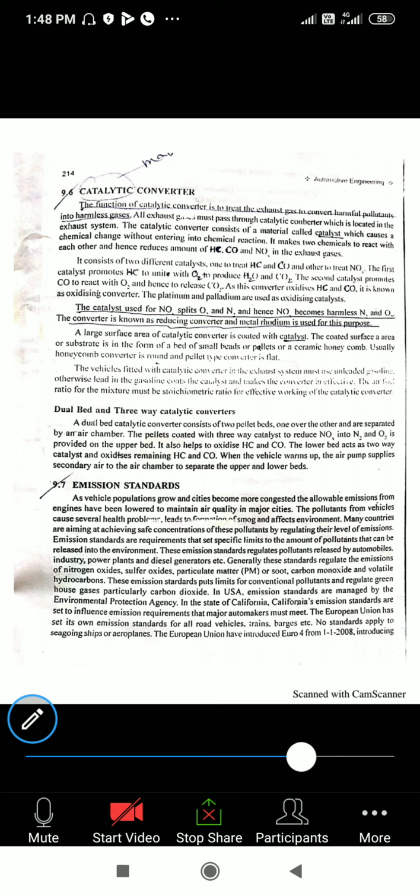Now emission standards are there. Each and every government of each and every country has an automobile act, a special act, which is called the vehicle act. You have heard about the fine being given for triple seat riding. If triple seat is not allowed and you ride triple seat, this will apply.